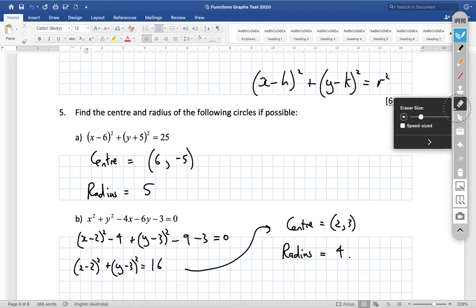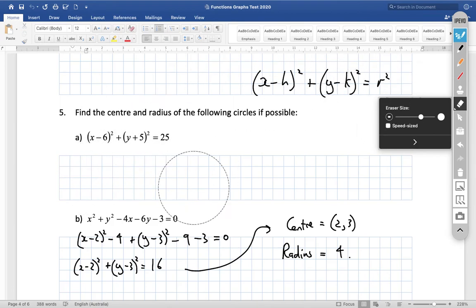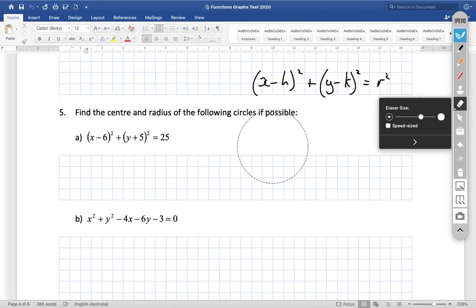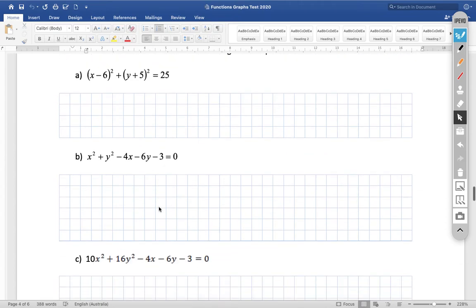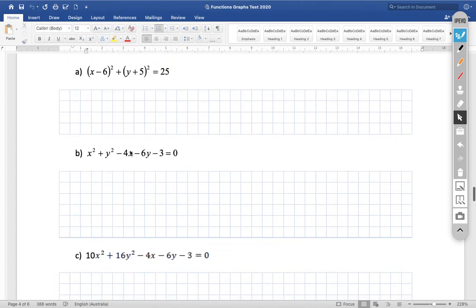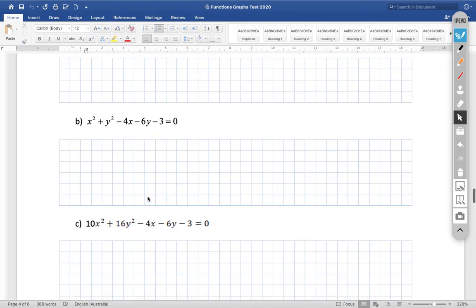I know the book has a shortcut method. If you are really a bit shaky on completing the square, there is a formula in your booklet so that you can take that value and halve it to get your x coordinate. Don't forget it's a minus though, and take that value and halve it. You can get your center that way.